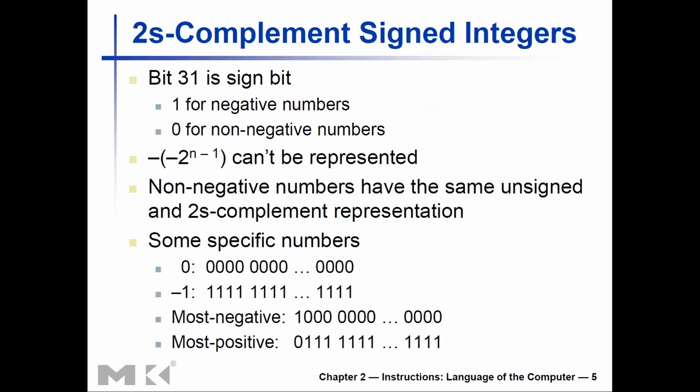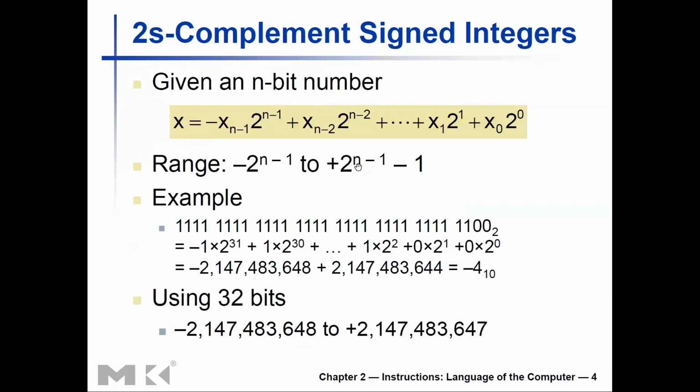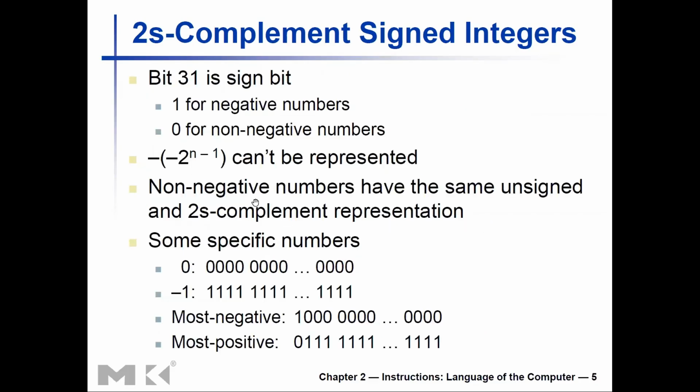And then this number, negative 2 to the power n minus 1, you can't represent it with this notation. If you solve it, it's going to be 2 to the power n minus 1. So the maximum you can go for is 2 to the power n minus 1 minus 1, not 2 to the power n minus 1. So that number you cannot achieve.